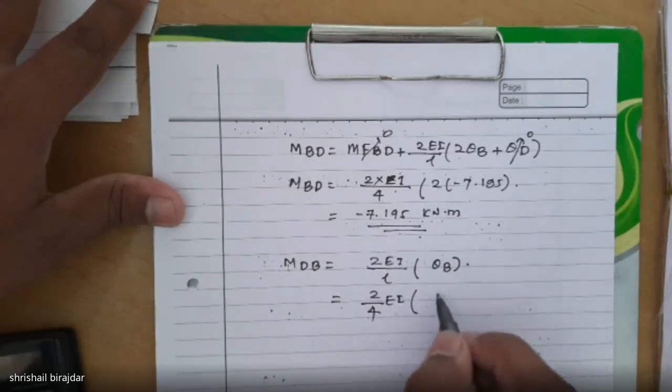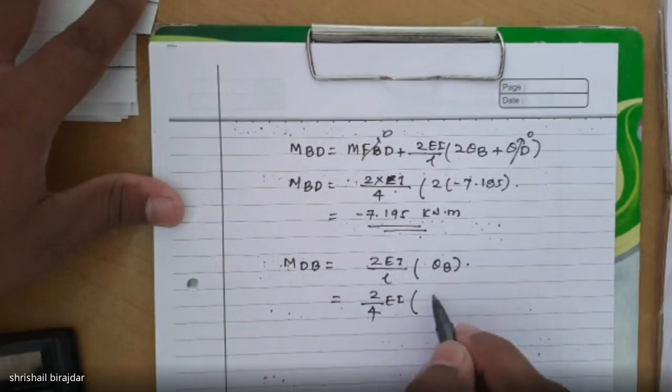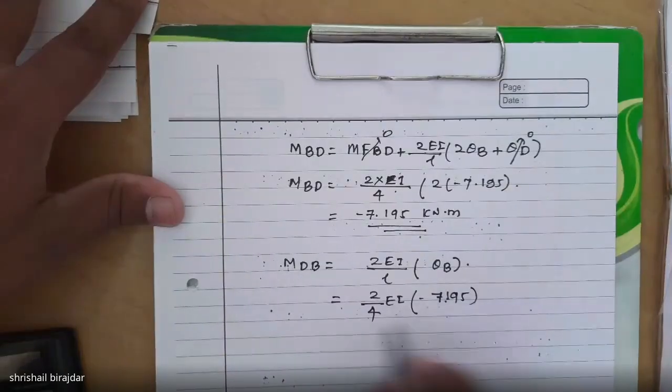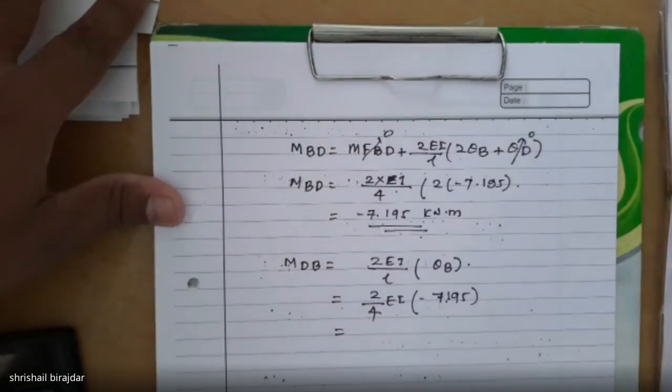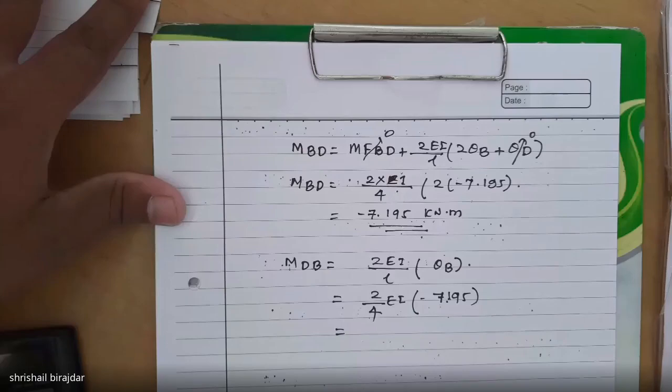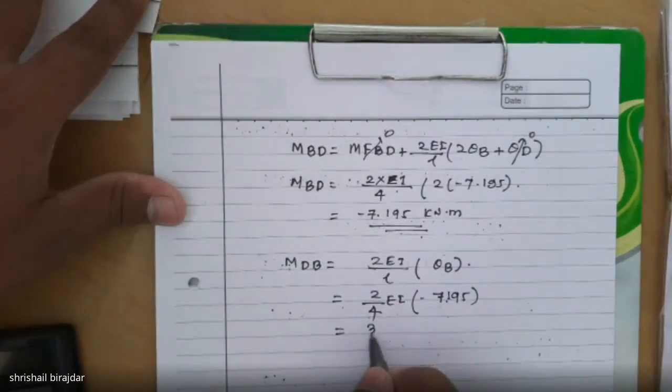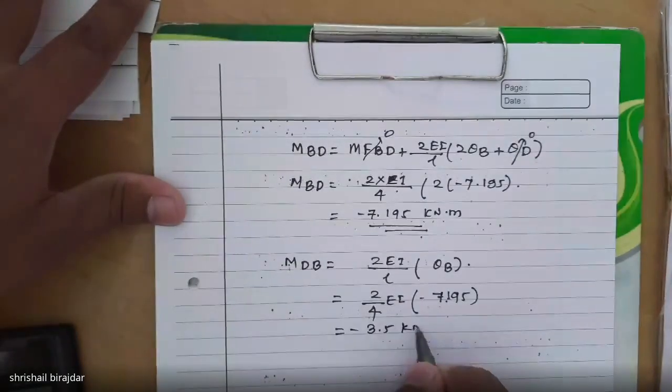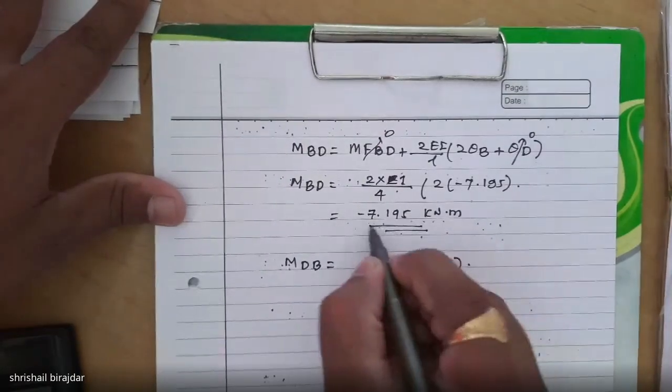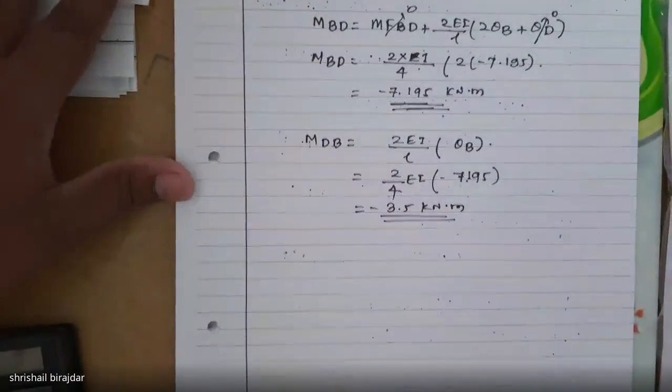Here theta B equal to how much? Theta B works out to be minus 3.599. Okay, 0.5 multiplied by 7.1, 3.5 minus kilonewton meter. Okay, this way you have to calculate the fixed end moment.